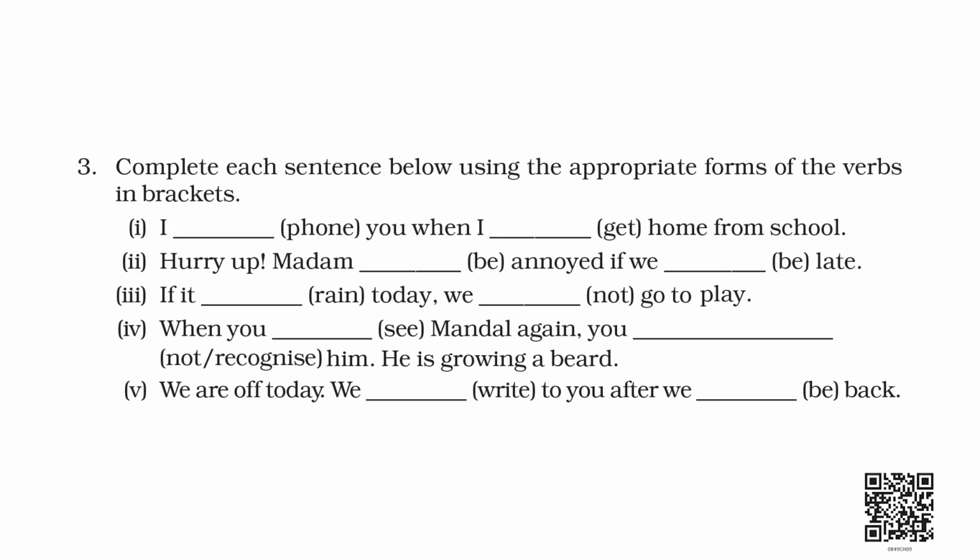You have to complete each sentence using the appropriate forms of the verbs in the bracket. Let us try the first one. I blank, the verb to be used is phone, you. When I blank, verb to be used get, home from school. So what would the answer be? Yes, I phoned you when I got home from school.